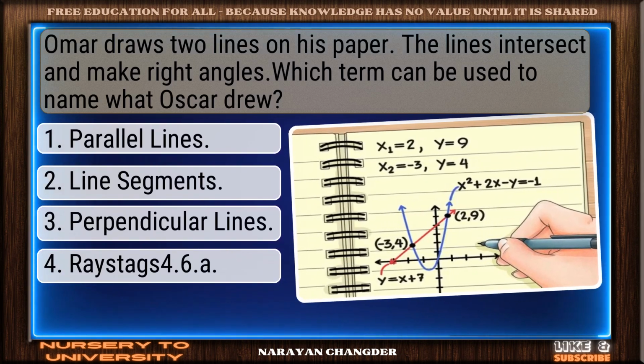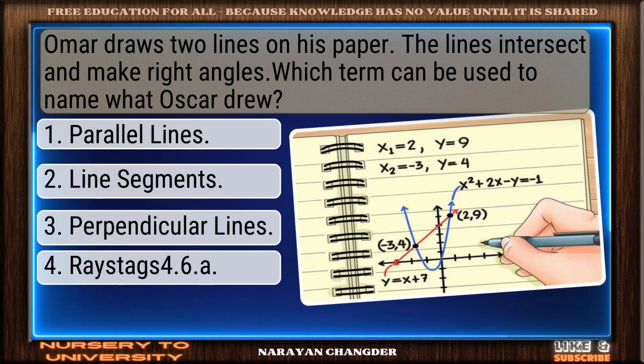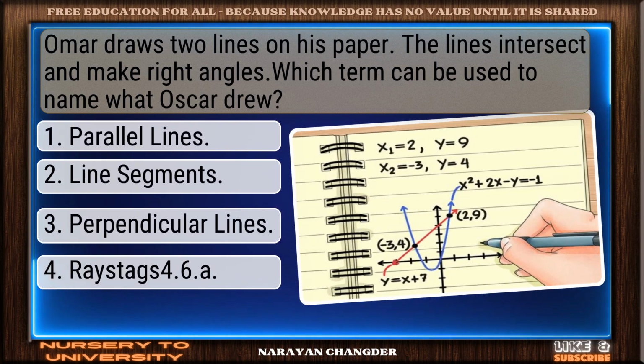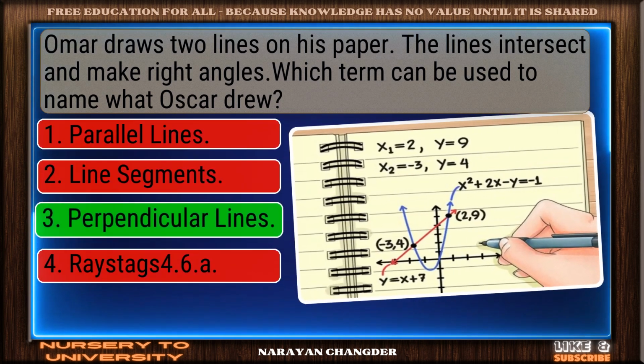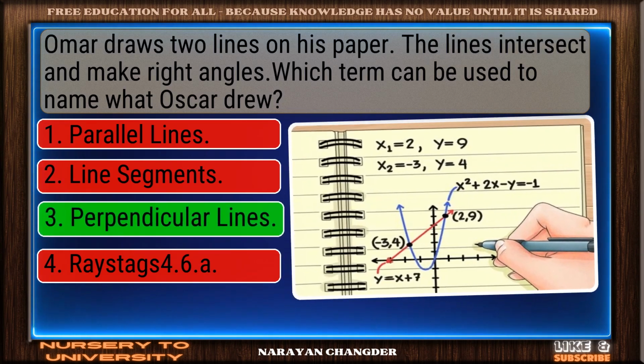Question number 12. Omar draws 2 lines on his paper. The lines intersect and make right angles. Which term can be used to name what Omar drew? Solid response. Perpendicular lines is a valid choice.